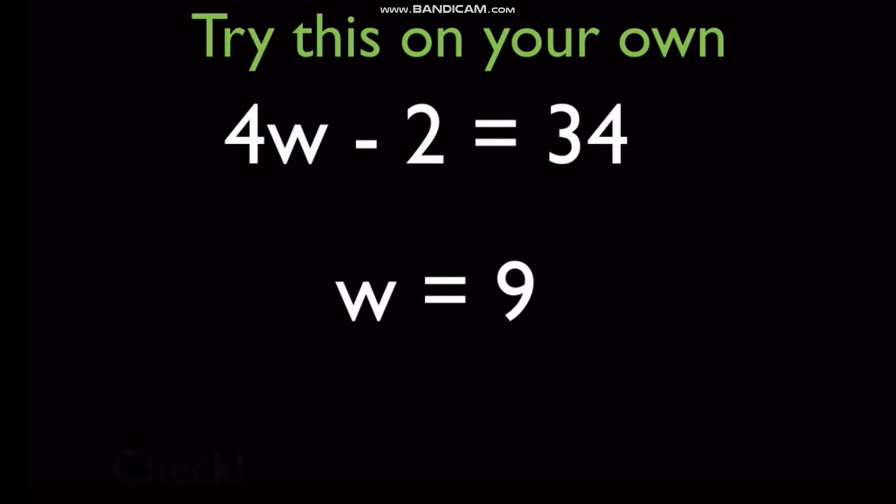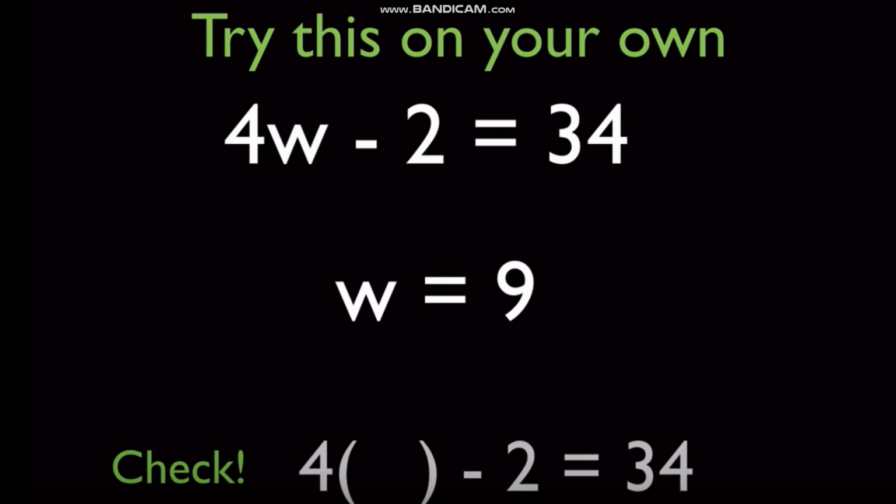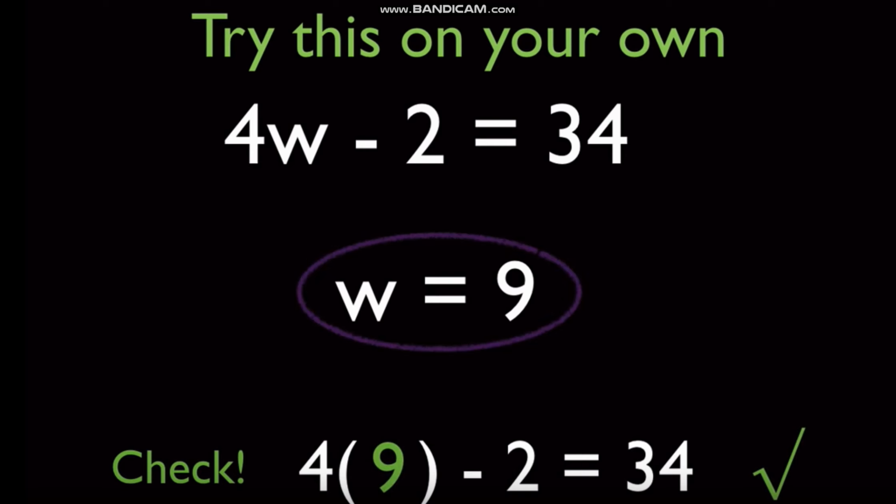Okay, and to check the answer, I'm just going to replace w in there with 9. 4 times 9 is 36. 36 minus 2 is 34. So we're good, and our answer is correct.